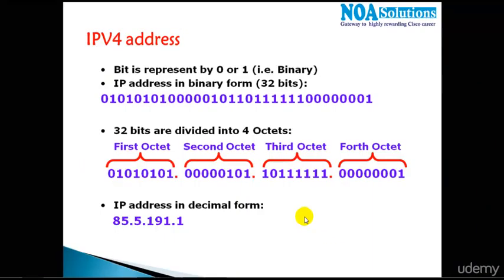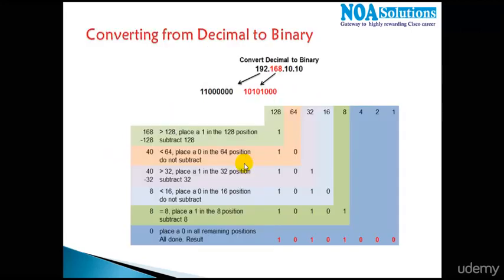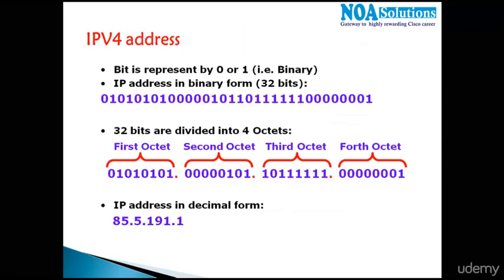Okay, now in this section we'll see in more detail how an IPv4 address looks and how it is classified. An IPv4 address is a 32-bit address in binary, which means each bit can be either 0 or 1. You can see this is a complete 32-bit address.